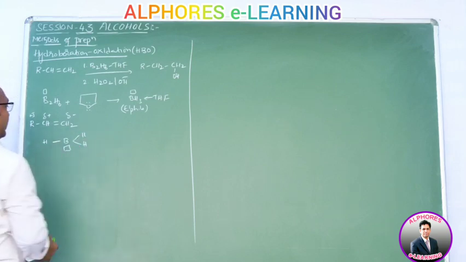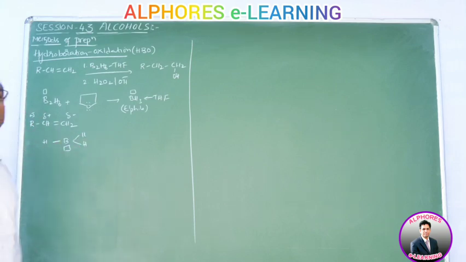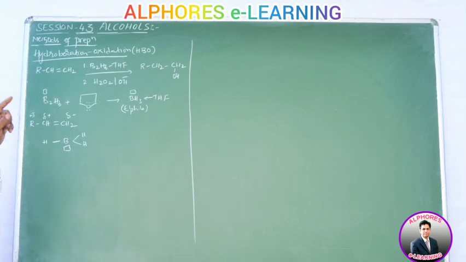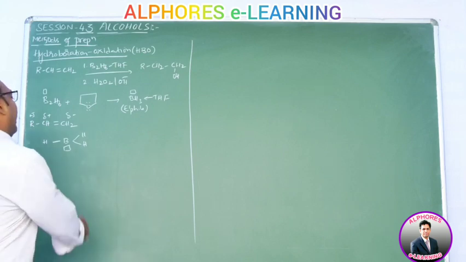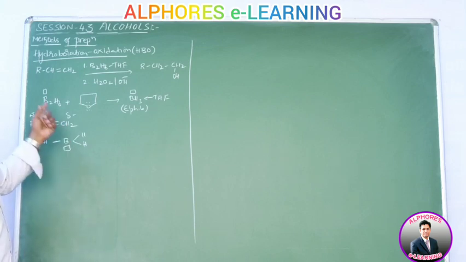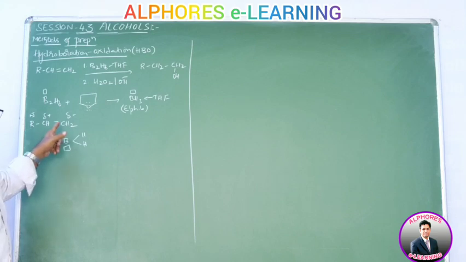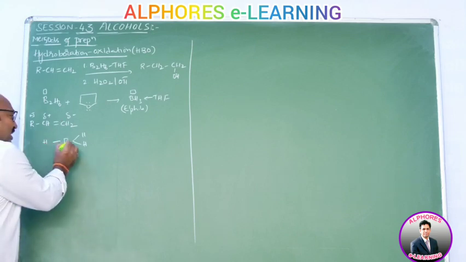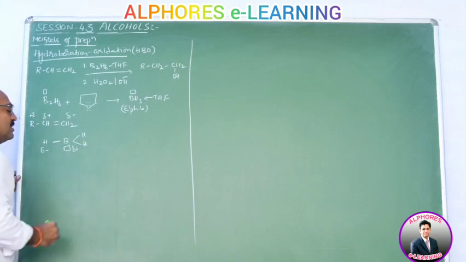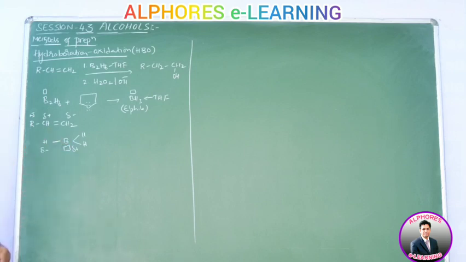So now what I am saying: while addition of BH3 to alkene, what happened? The vacant orbital of electrophilic boron prefers to attach to the electron rich carbon. Electron deficient means electrophile. So in this boron and hydrogen, the hydrogen acquires a negative charge and the boron acquires a positive charge.